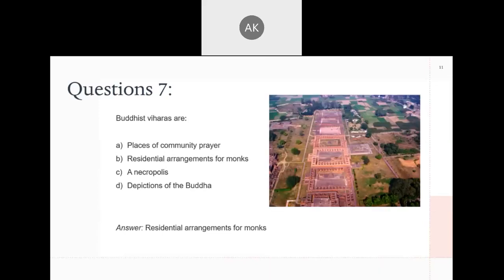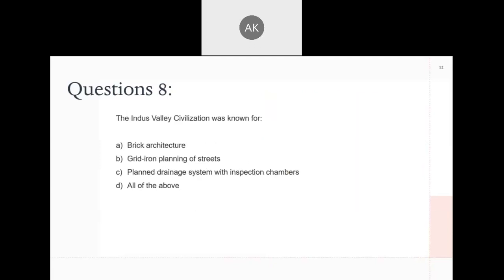So in the adjacent figure we can see the bird's eye view of the ruins of Nalanda. These small cubicles are the arrangements for the monks who went there for learning, and so mainly we can say that these were the students. So we can infer that the Buddhist viharas are the residential arrangements for the monks, of course for the Buddhist monks. Okay, coming to question number 8.